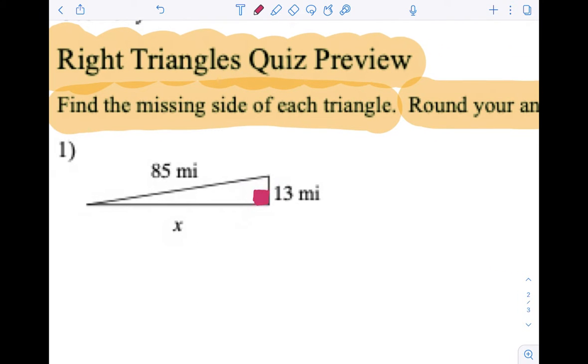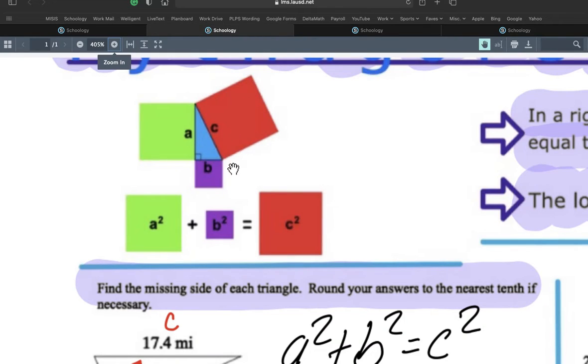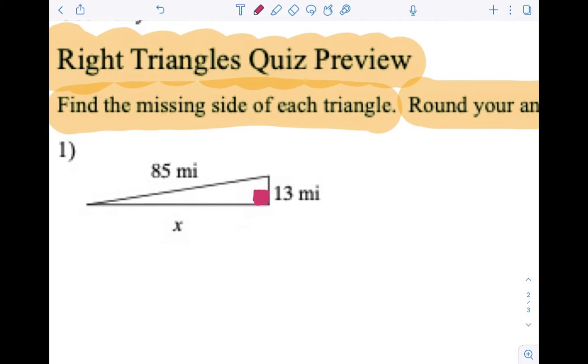Well, what the heck is the Pythagorean theorem? Well, let's go back over here and let's look at our notes. And this is the Pythagorean theorem: A squared plus B squared equals C squared. C is the biggest side of a right triangle. It is across from the 90-degree angle. So across from the 90-degree angle is our C.